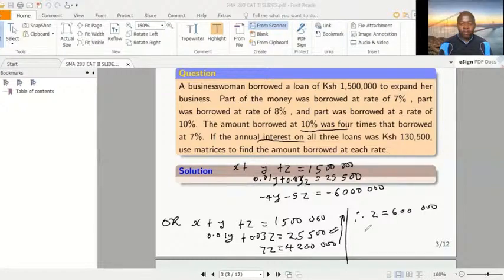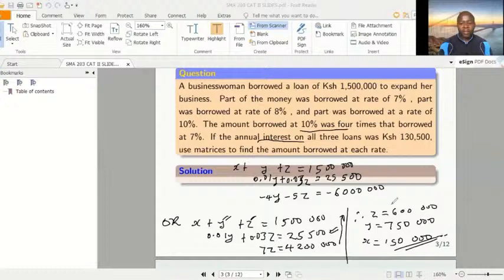And that's what the question wanted. The question wanted the amount invested at 7%. We said the amount invested at 7% be x. That means it's 150,000. And the y, which was invested at 8%, is 750,000. And z, which was invested at 10%, is 600,000. That's how you do this question. Let's look at the next question.